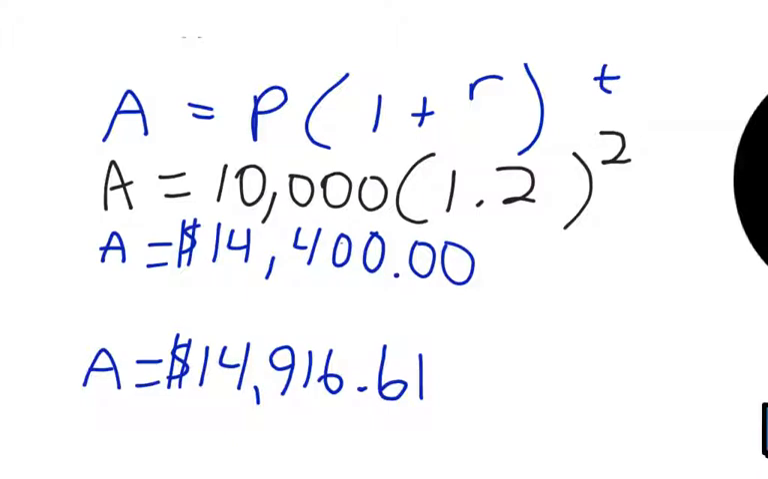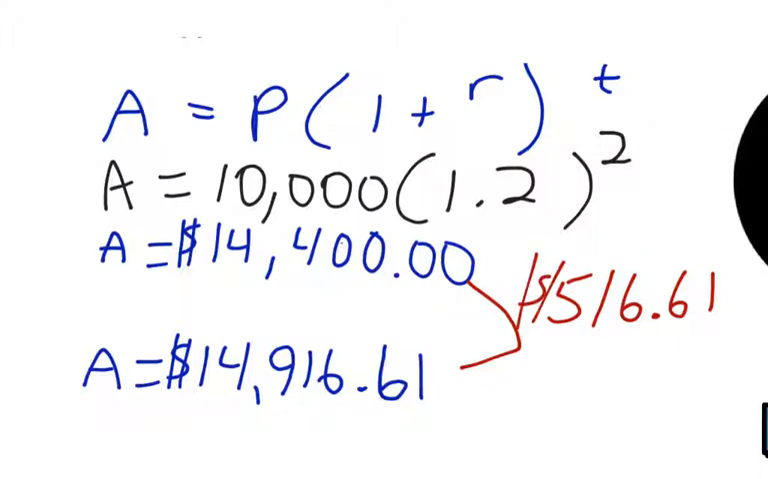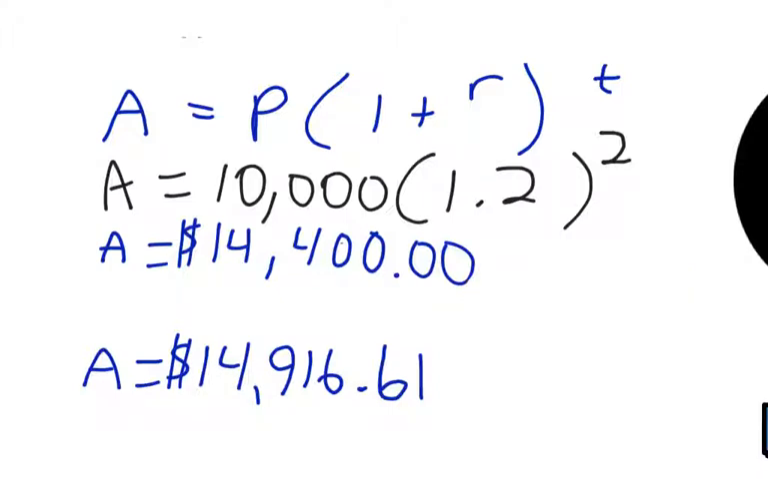Type that in your calculator, and you can type that in as 1.2. That's $14,400. That's a difference of, if you subtract these, $516.61. Pretty big difference when you think about it like that, huh? Now just a question for you. What percent is that really? Well, let's see how much. So I'm just curious, if we calculated it that way, how much did that change from our original amount?